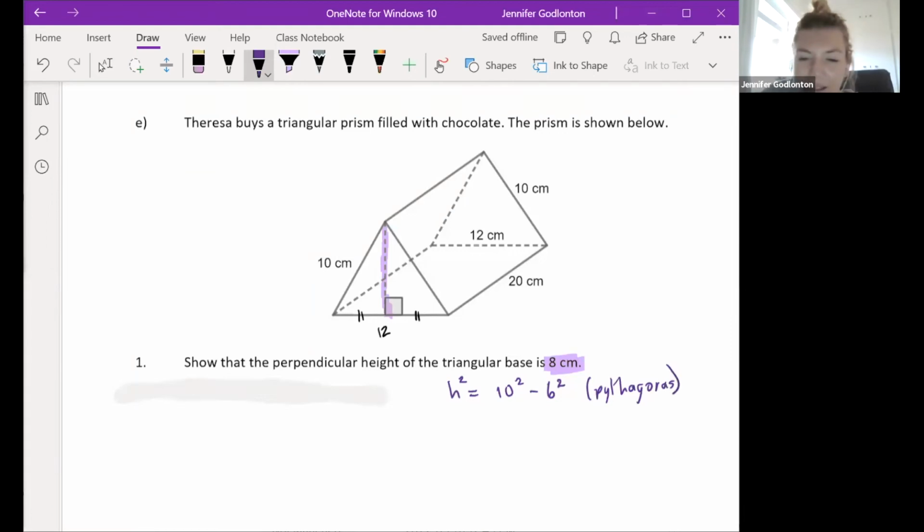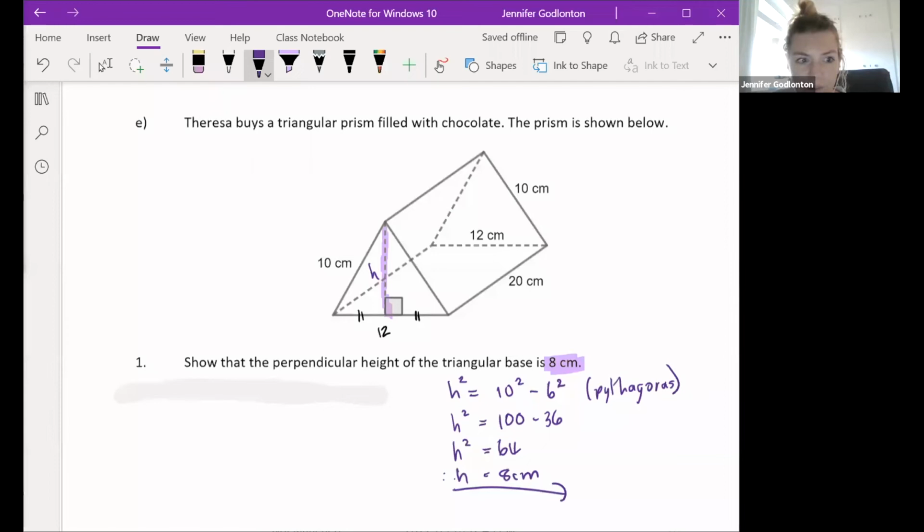Good. Okay, yes, next line. Height squared equals 100 minus 36. Good. Height squared equals 64. Therefore, height equals 8 centimeters. Perfect. Nice job. 100%. Okay, so all we're doing is we are showing that that height over there is equal to 8 centimeters. So now we have proven that it's 8 centimeters by using Pythagoras.